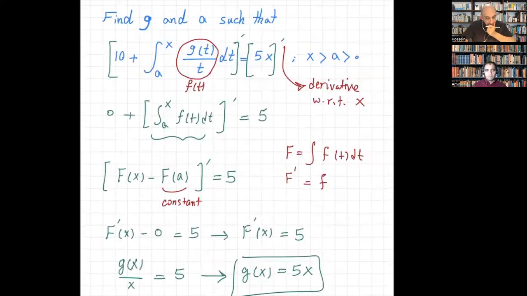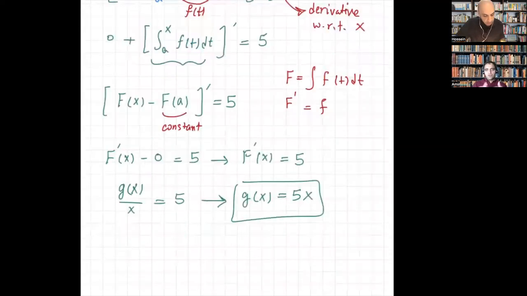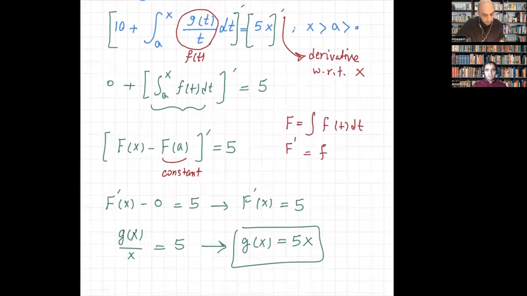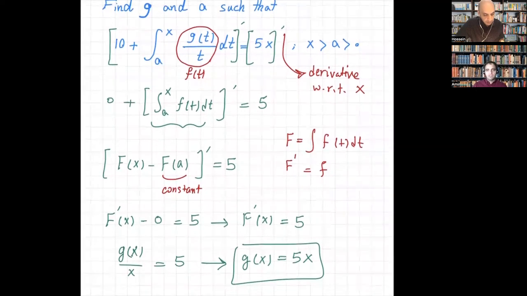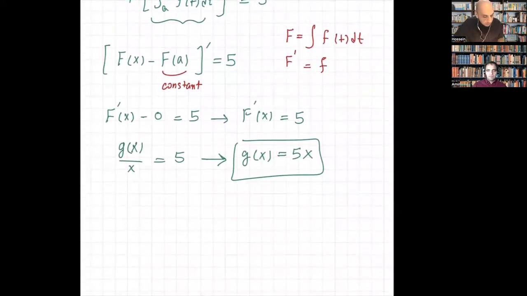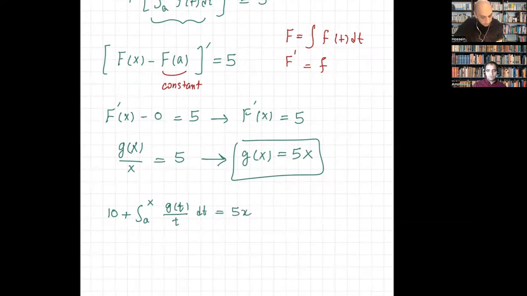Next step is finding A. You can look at the original equation again, what you had originally. So you can replace g with what you have found. The original was 10 plus the integral of A to x of g of t divided by t dt equal to 5x. Now I'm going to just replace that g of t with 5t.